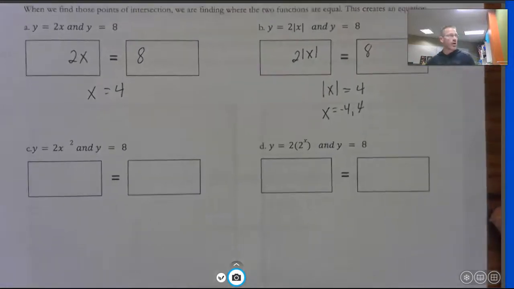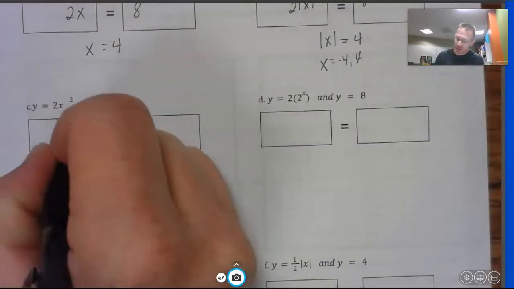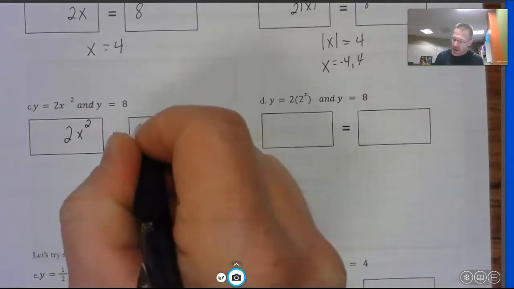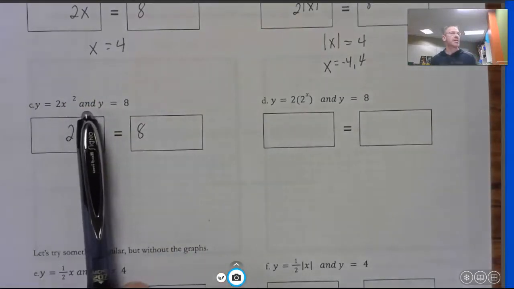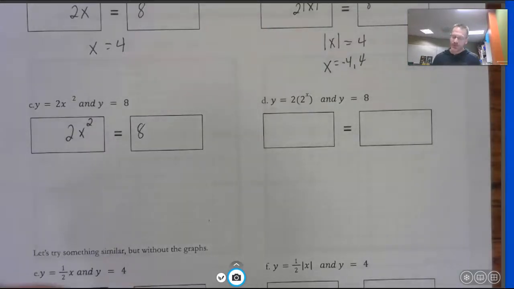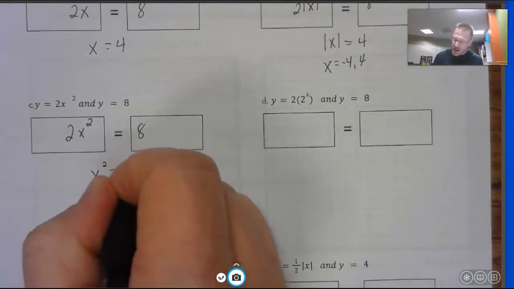Now, going down to our quadratic, once again, we set those two things equal. So 2x squared equals 8. You can see that the problem doesn't change. It's still the same multiplication problem. 2 times what is 8? 4. So that means x squared has to be 4.